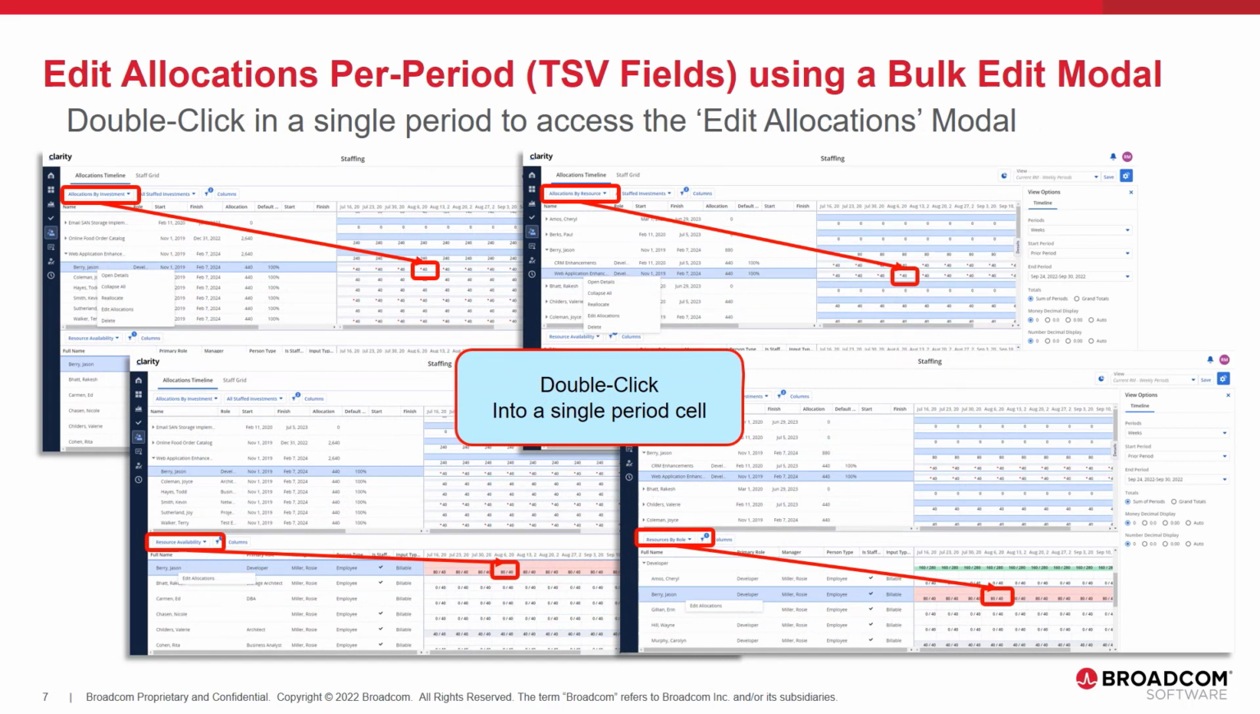On the right side of the timeline and histogram, the general pattern to access this new modal is through the double-click action. Regardless of which grouping layout is used, the Resource Manager can use the double-click action to open the Edit Allocations modal from a specific period.